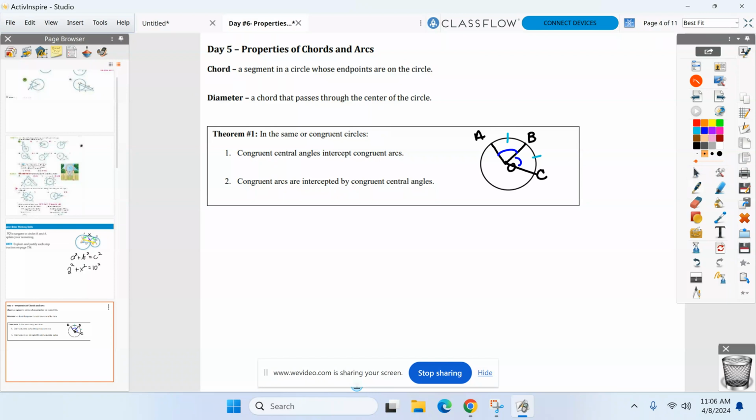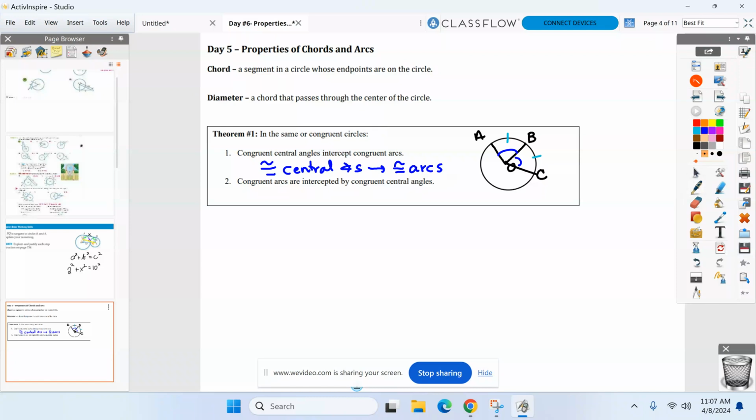Unfortunately, when we start proofs tomorrow, I am not going to have you write this in the reasons column. I have a shortened version. So here's what I'm going to have you write: congruent central angles, and we could start using abbreviations, imply congruent arcs. That's what we'll write when we start doing these proofs. I won't write down number 2, but we reverse it, and that's number 2. If the arcs are congruent, so are the central angles.